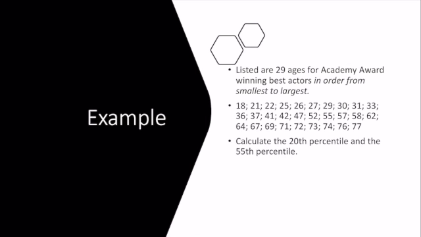So listed here are the 29 ages for Academy Award winning best actors in order from smallest to largest. That's really important, they have to be in ascending order. Let's calculate the 20th percentile and the 50th percentile. So the percentile equals the number of values less than, divided by the number of values total, times 100. So I want to find the 20th percentile.